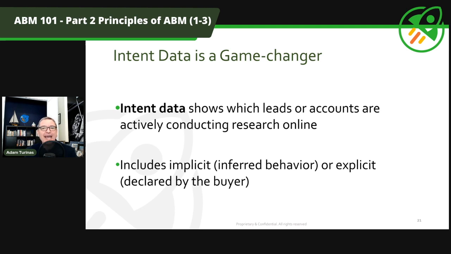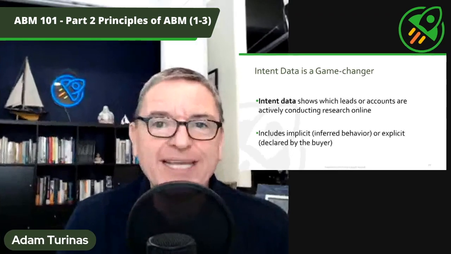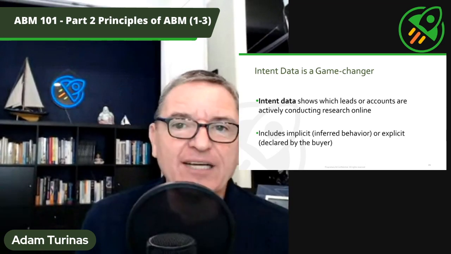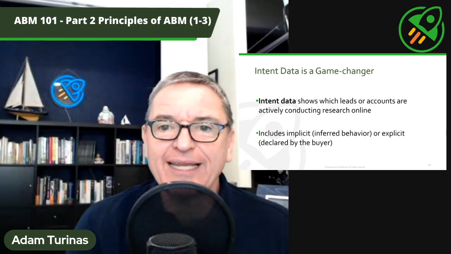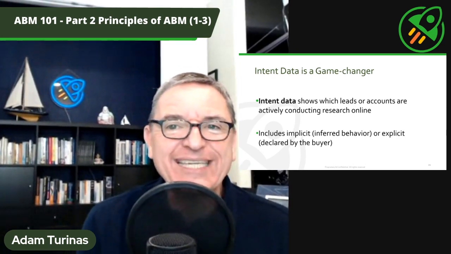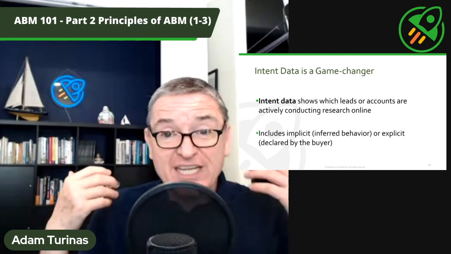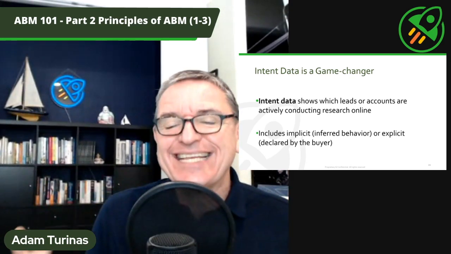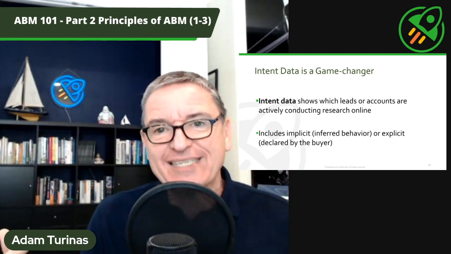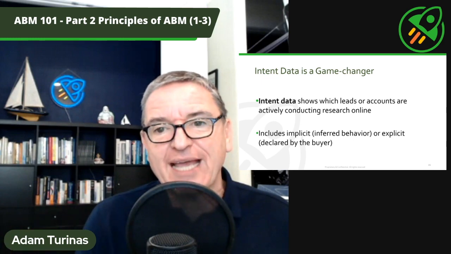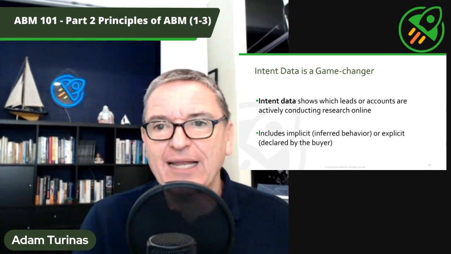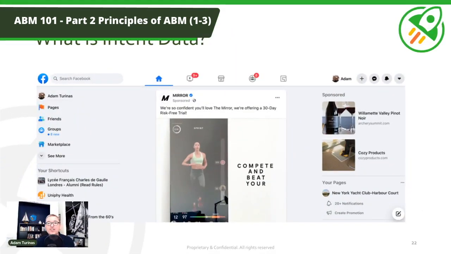I think it's a game changer because what intent data can do is show you which leads and accounts are actively conducting research online. It includes implicit behaviors, and it can tell you declared intent based on the buying signals that you see from these accounts. I'm going to dive into that a little bit further. So let me give you a more consumer-oriented version of intent data.